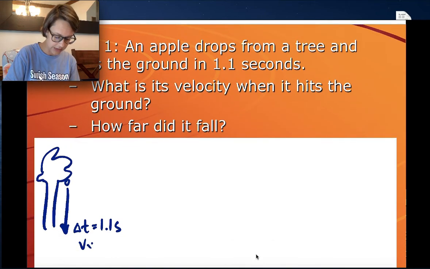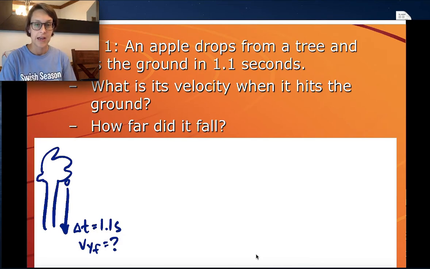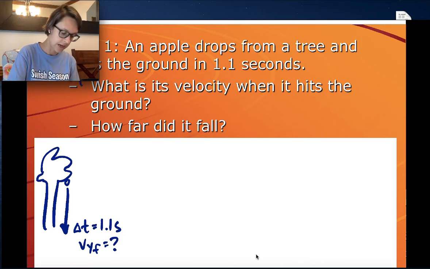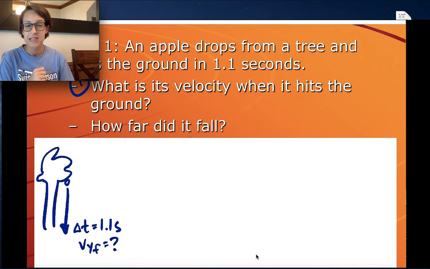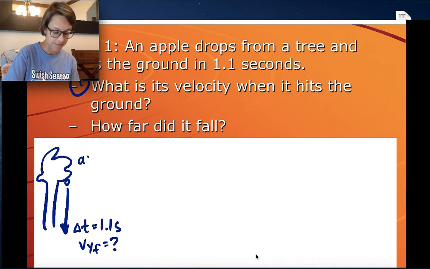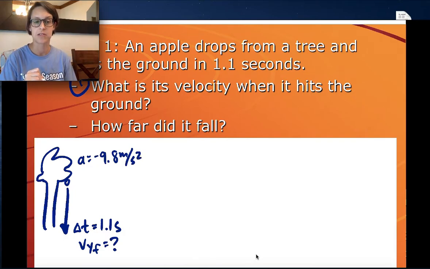Okay, so we are looking for VYF, its final vertical velocity, for the first question here. And it kind of seems like we have a problem, right? We know that for all those equations, we need 3 numbers, and we have 1 in our list. So this is a little bit tricky. However, we're going to assume the apple tree is on the Earth, so we know A, right? A is negative 9.8 meters per second squared for anything falling near the surface of the Earth.